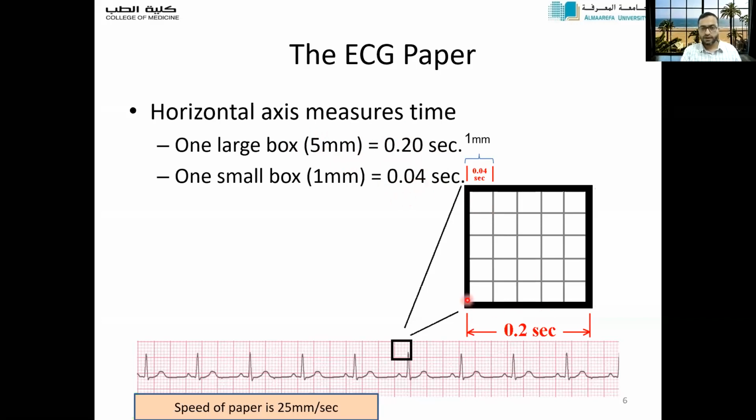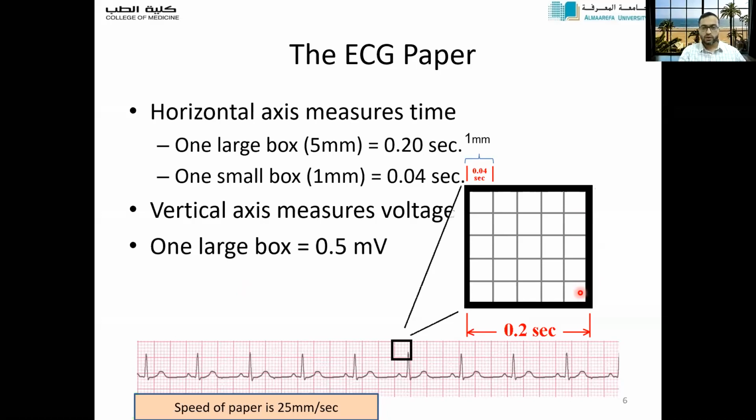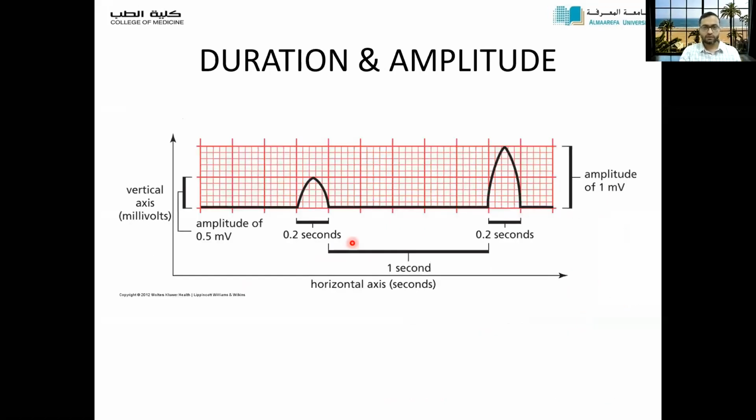So on the x-axis, we have converted to a time scale. Moving horizontally on the ECG, you are actually moving through time. Vertically on the y-axis, you have to remember that one large square equals half millivolt, that is 0.5 millivolts. And 1 millivolt will be two large squares, that will be 10 millimeters vertically. So this one big square equals half millivolt. Keep these values in mind for further calculations.